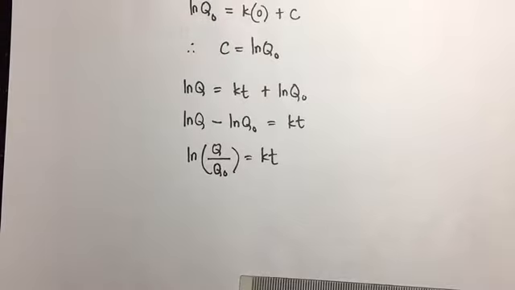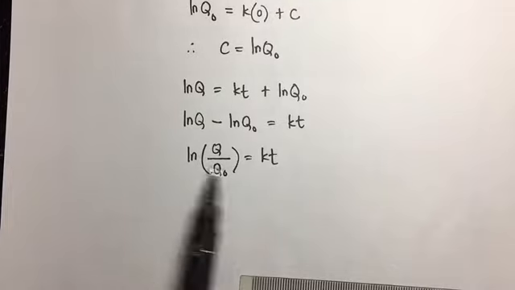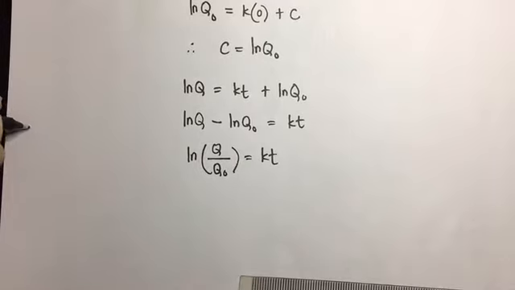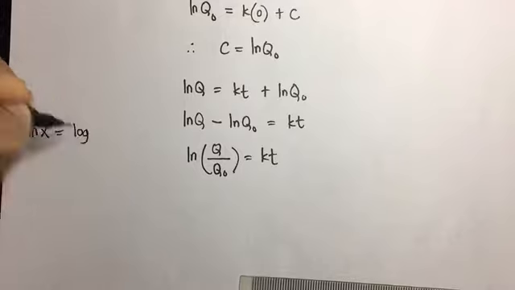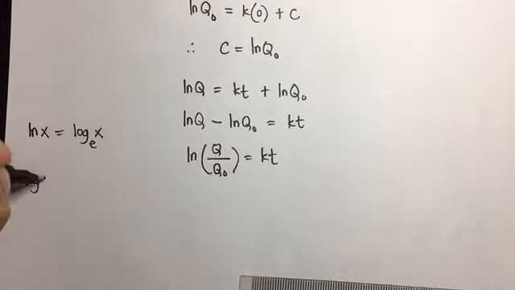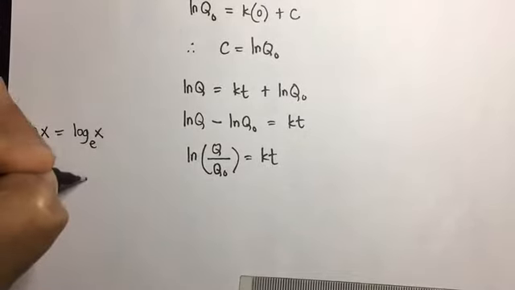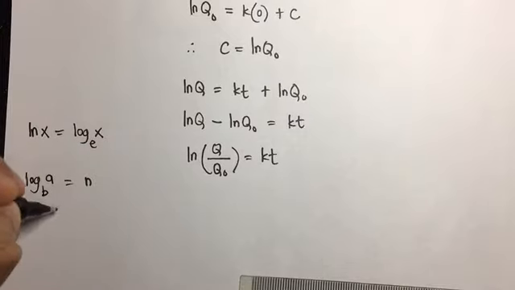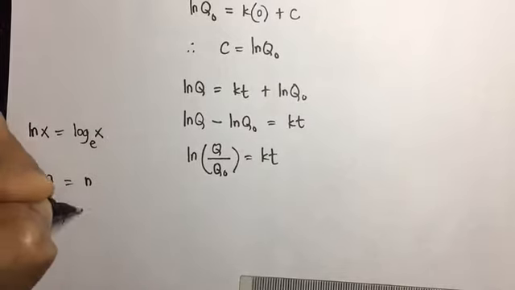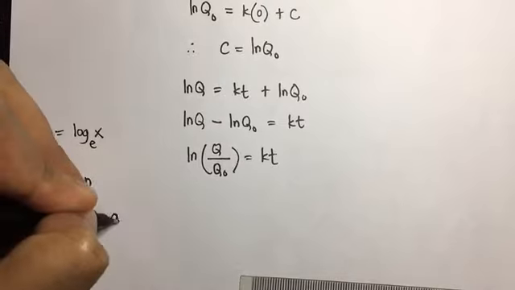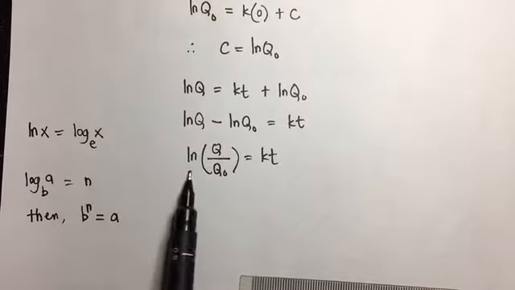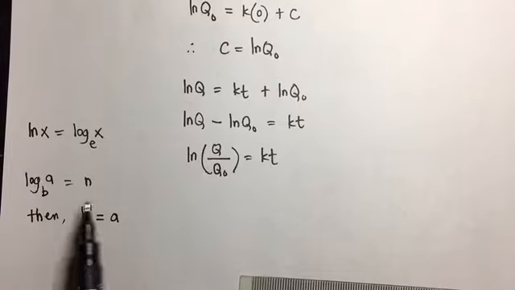And then, if you remember, ln of, say for example, ln of x, is actually equal to the logarithm of x to the base e. And if we have the logarithm of a to the base b equal to n, then b raised to n is equal to a, right? So we can also apply that in here. So we have base e.